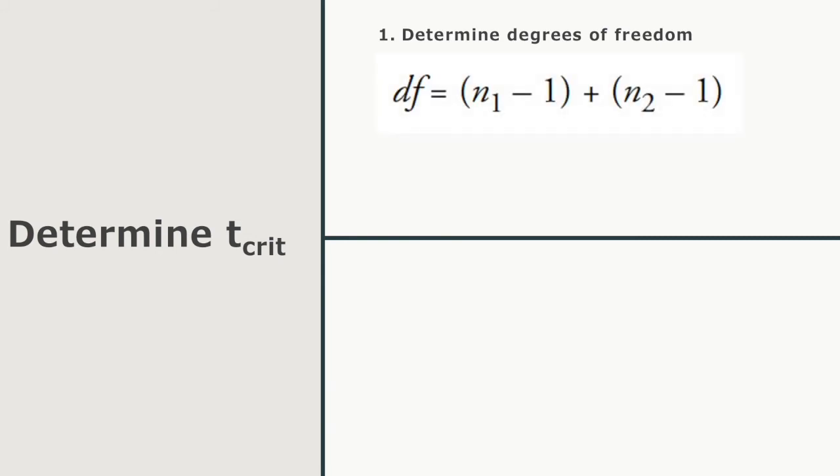The t critical is very easy to figure out. The first thing you need to know is what your degrees of freedom are. For every one of these tests we're going to have to figure out the degrees of freedom, and every one of them will have a different degrees of freedom formula. The one for independent samples t-test is very simple. It's n1 minus 1 plus n2 minus 1, which in this case is 10 minus 1 plus 10 minus 1, or 18. So our degrees of freedom are 18.